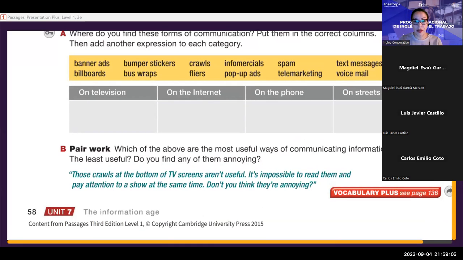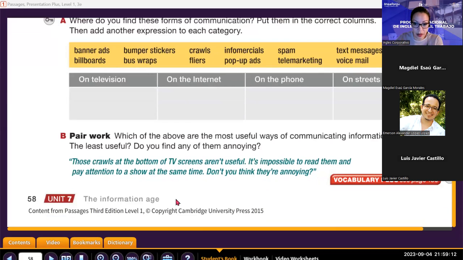Okay, volunteer, what's your opinion? Me, teacher. Okay. Well, the text messages are not useful, but the telemarketing could be annoying sometimes. It's most annoying when you are waiting, when someone, or myself, I'm waiting for an important call. Absolutely, I agree with you. Excellent. Thank you so much for your opinion.